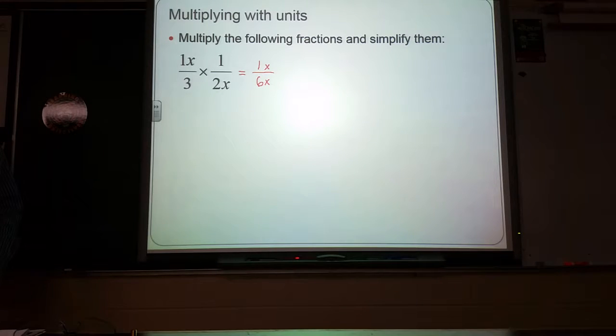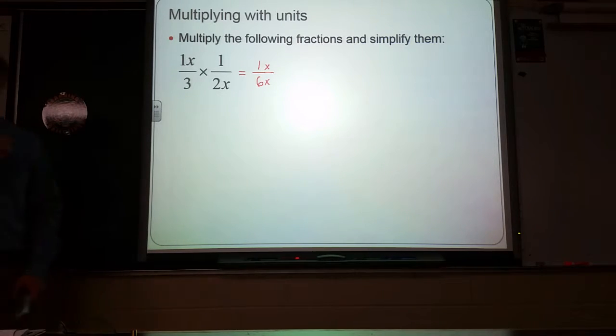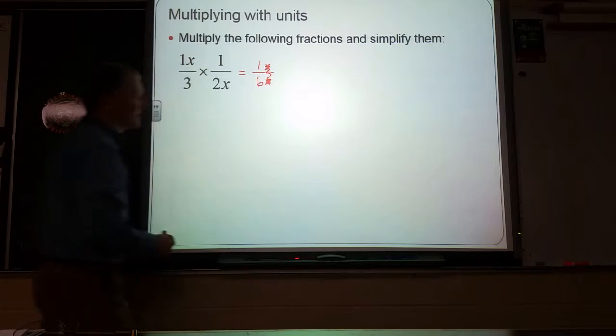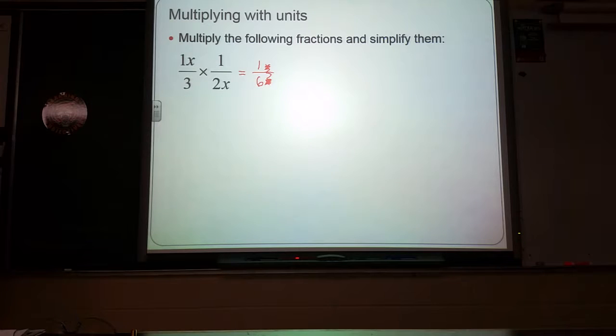What do we do with the x's? We cross them out again because it's the same on the top and bottom, just like when we had a number in there. They cancel each other. So that ends up being 1/6, just like our first multiplication, because the x's on the top and bottom cancel each other out. And we put one in the middle.